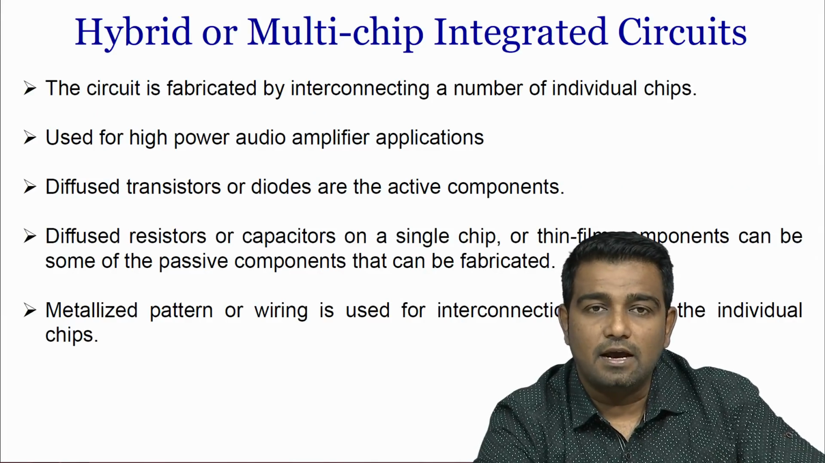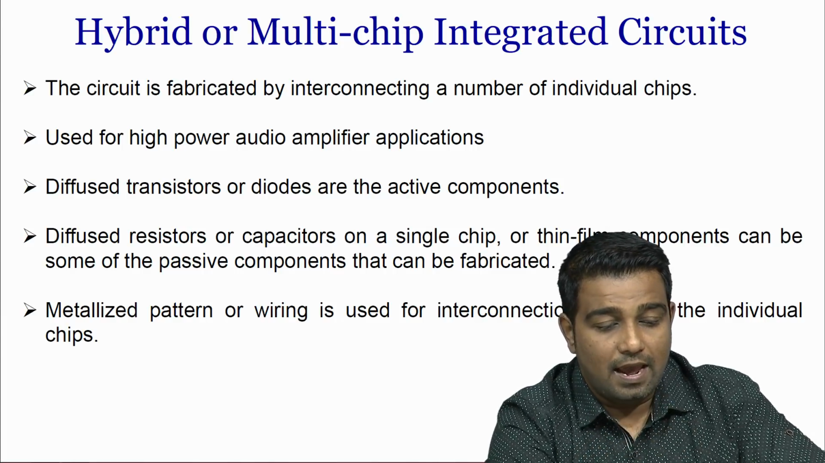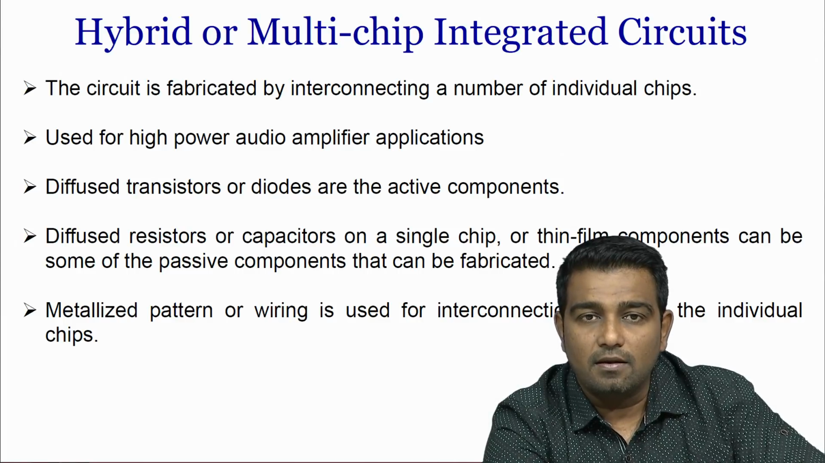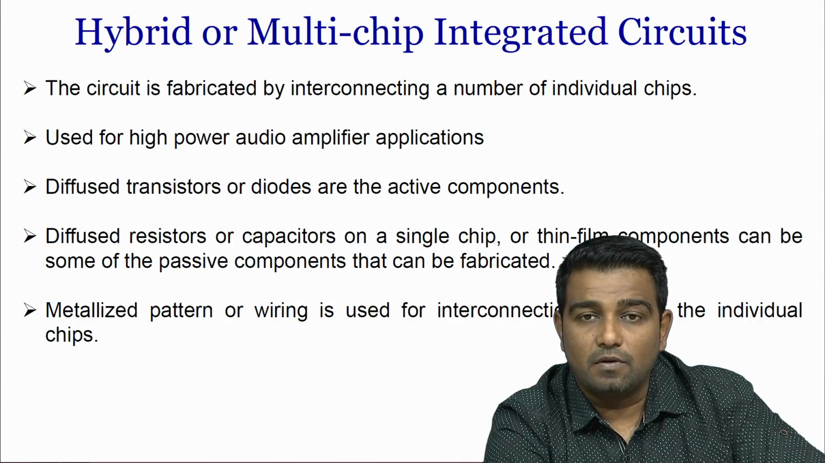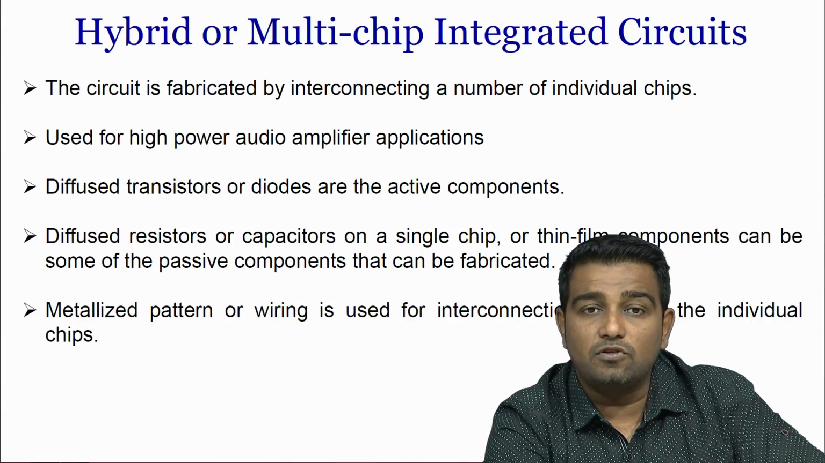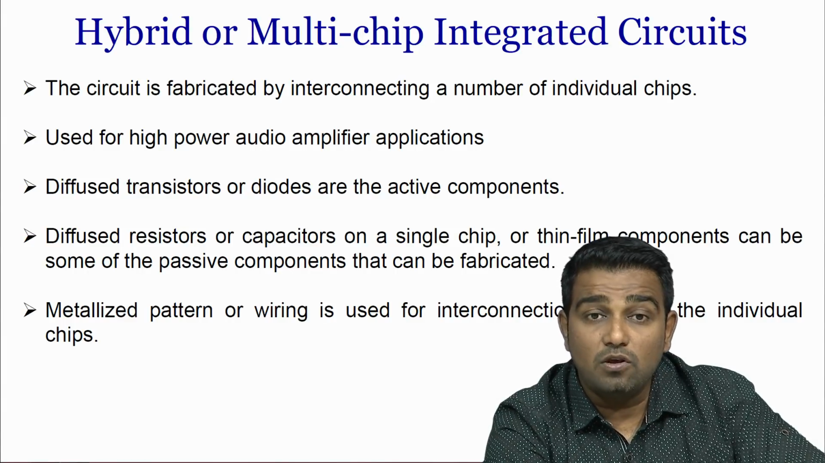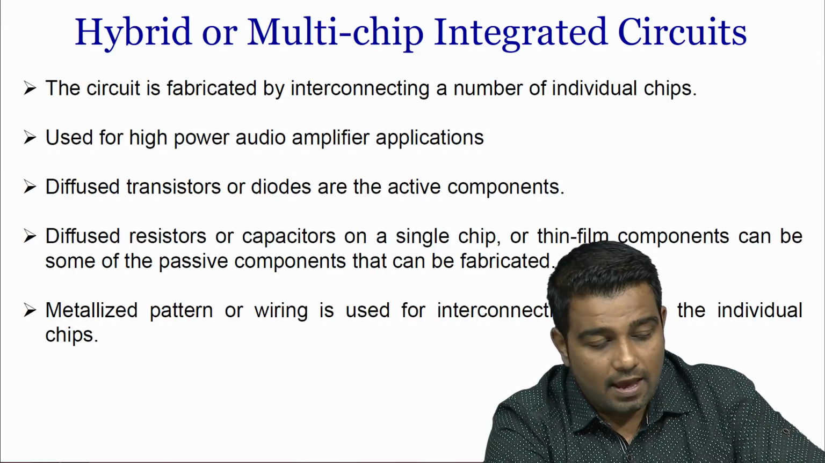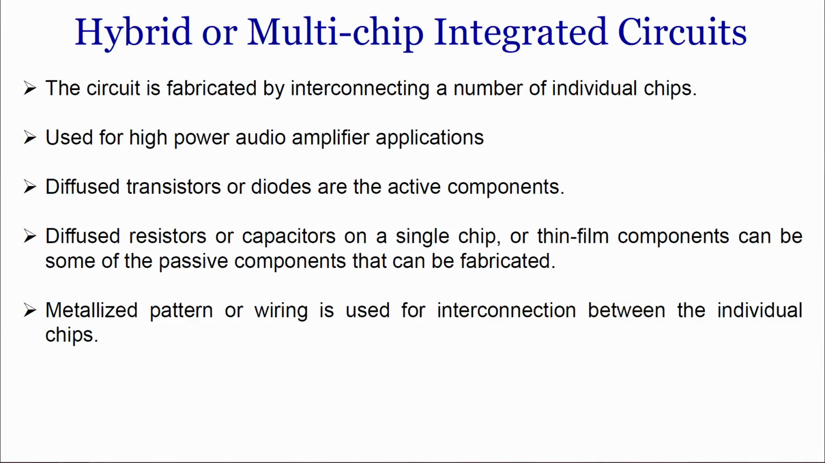Then we have seen hybrid or multi-chip integrated circuits, right, and what we have seen in this particular case is that the circuit is fabricated by interconnecting a number of individual chips, right, and here the diffused transistors or diodes are the active components. It can be used for high power audio amplifier applications, and finally, a metallized pattern or wiring is used for interconnection between the individual chips.